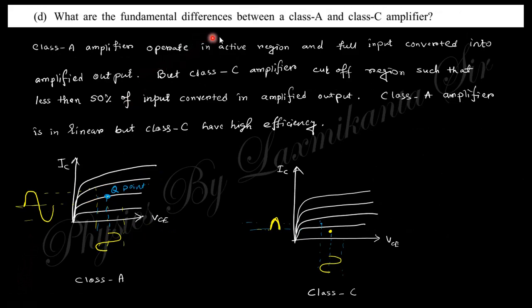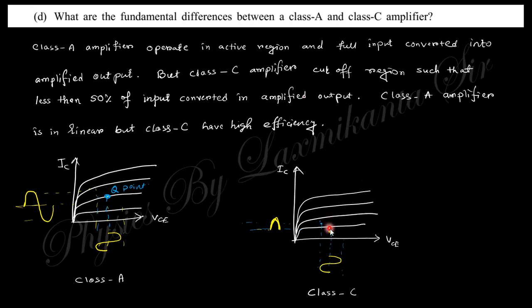What is the fundamental difference between class A and class C amplifier? Class A amplifier means the operating point is such that, in the active region, the total input is converted into output with the amplified value. When the total input is converted into output with the amplified value, this amplification is known as a class A amplifier.